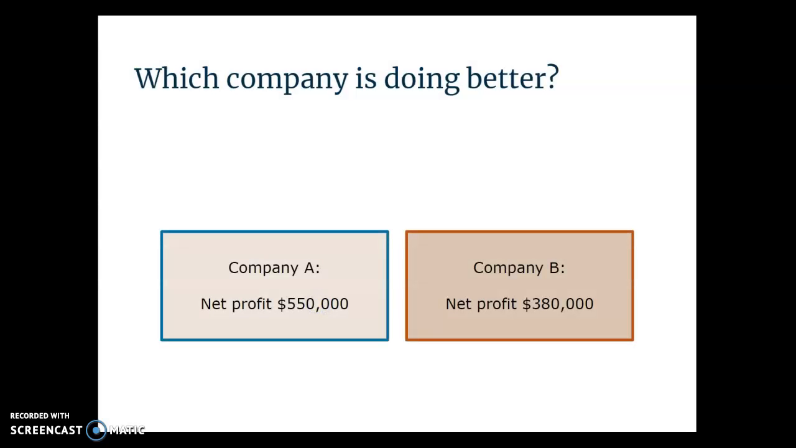Okay, now a different set of data. We've got net profit for 2 companies. And in this case, I'm going to say again, company A is doing a lot better because they have a higher net profit.